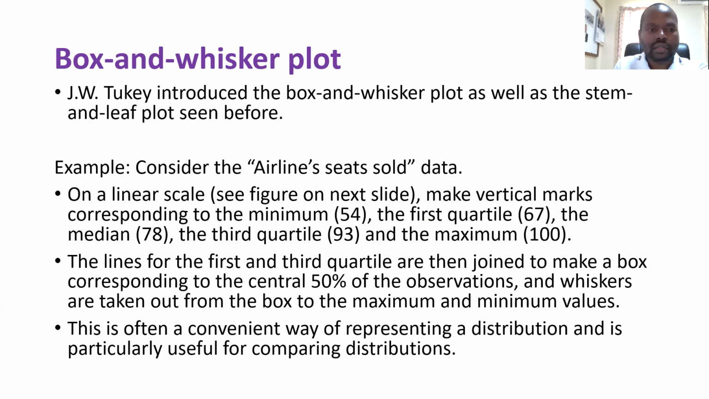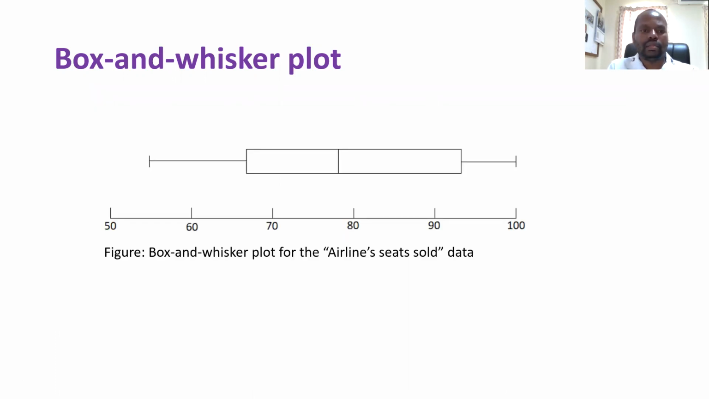This is often a convenient way of representing a distribution and is particularly useful for comparing distributions. So you can compare distributions by looking at how the spread looks in the box and whisker plot. So the figure that we have here is the box and whisker plot for the airline seats sold data.